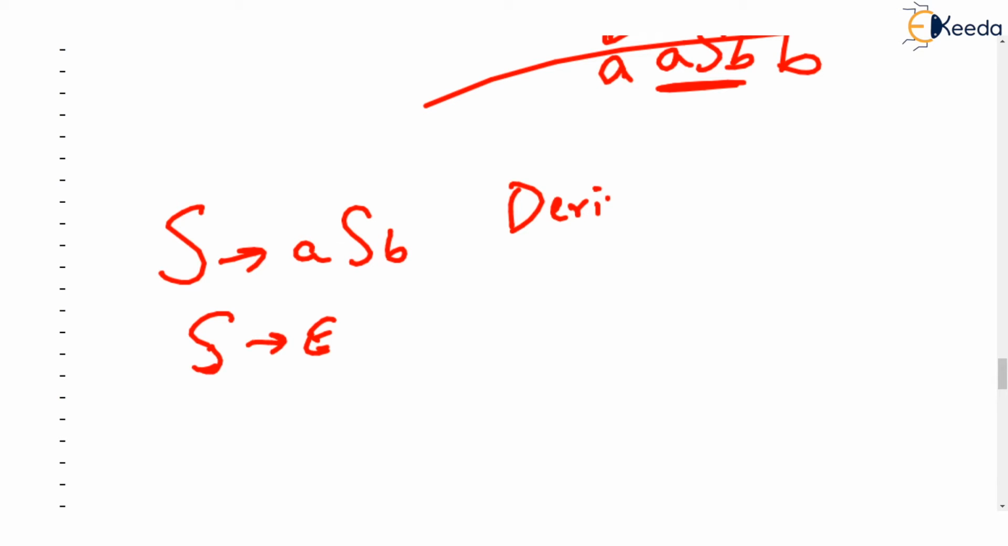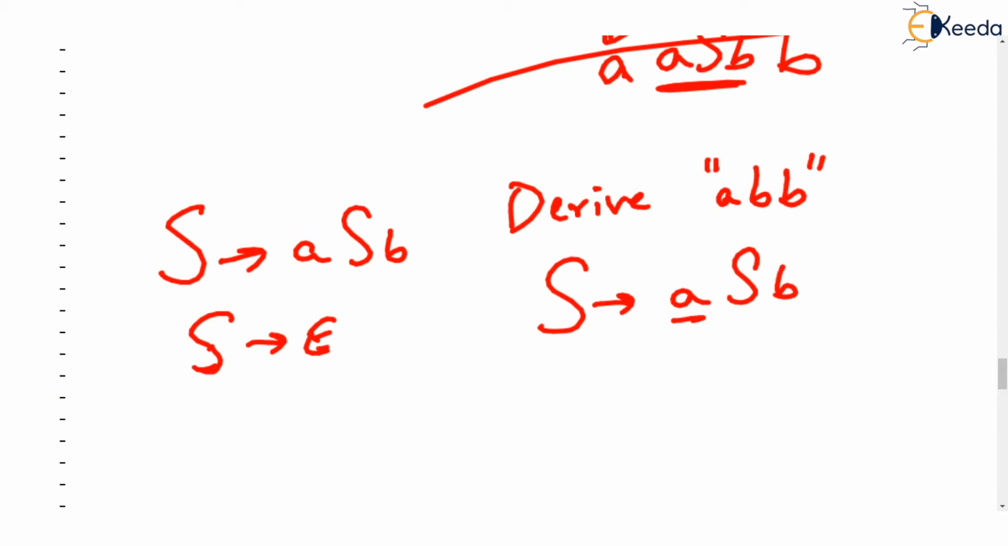Let's say the string is AABB. Again, you can't derive it, because you can start with S deriving ASB. Of course, you get first A and last B. Look at this, first A and last B. But somehow, this middle S, which is a variable, should give you this middle B.